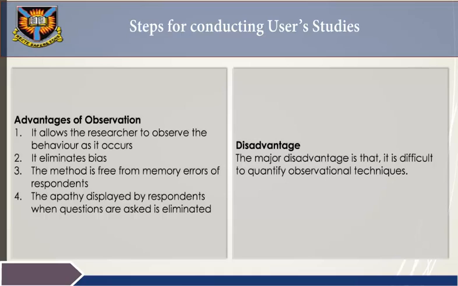Advantages of observation. 1. It allows the researcher to observe the behavior as it occurs. 2. It eliminates bias. 3. The method is free from memory errors of respondents. 4. The apathy displayed by respondents when questions are asked is eliminated. Disadvantage. The major disadvantage is that it is difficult to quantify observational techniques.